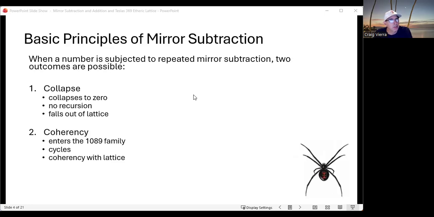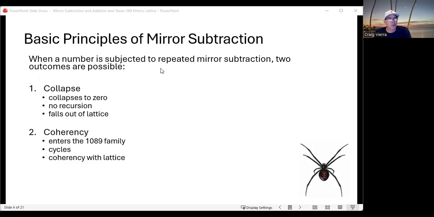I'm going to introduce two principles for mirror subtraction. So what is mirror subtraction? This is where you're going to take a number, write its mirror, and subtract the two numbers, and you're going to keep doing this through an iteration. I'm going to give you an example of this so that you can actually follow it with a number.